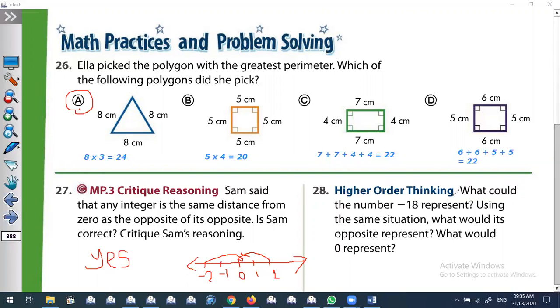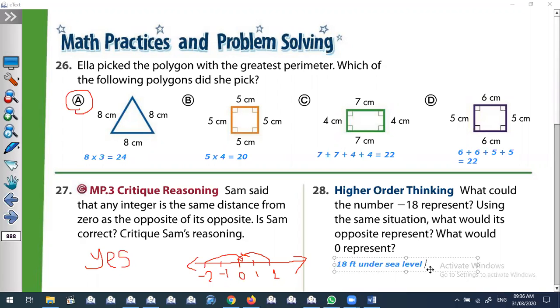Number 28. What could the number negative 18 represent? Using the same situation, what would its opposite represent? What would 0 represent? Here, negative 18 represents, for example, 18 feet underwater, or under sea level, no problem. Under sea level means 18 feet, it will be negative 18.